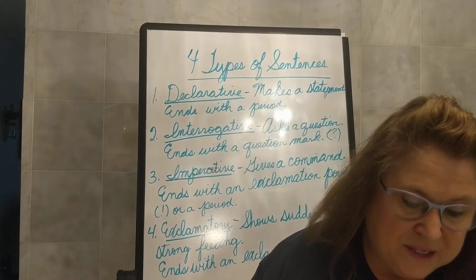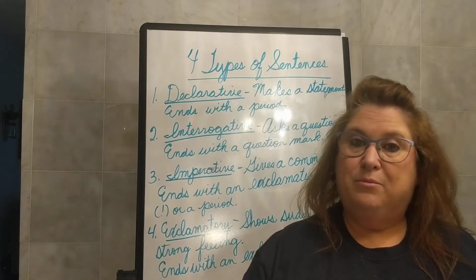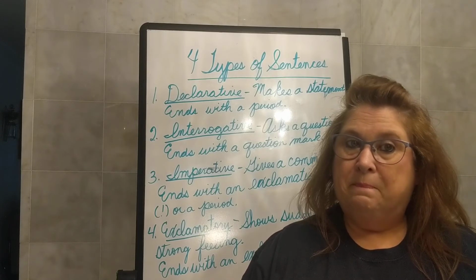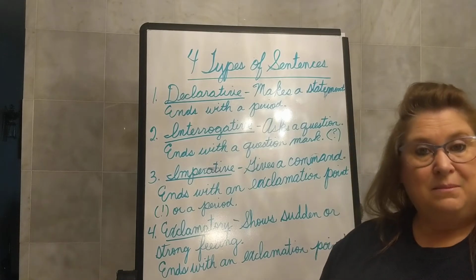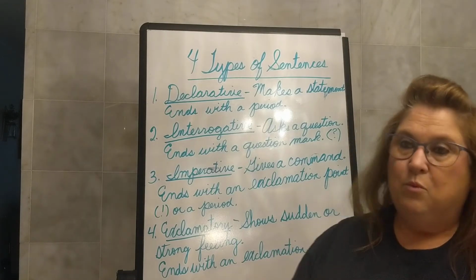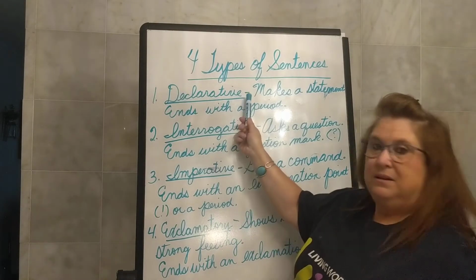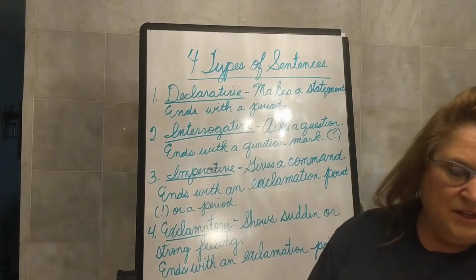Number 4, a soft answer turneth away wrath. So what is that sentence doing? It's telling us something. It's making a statement. It will end with a period. And what kind of sentence tells us something? A declarative sentence. Very good.